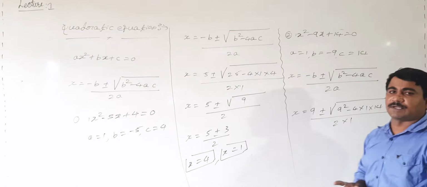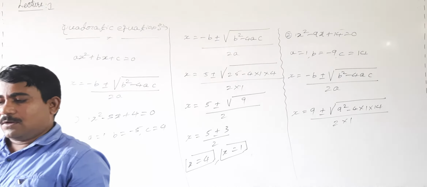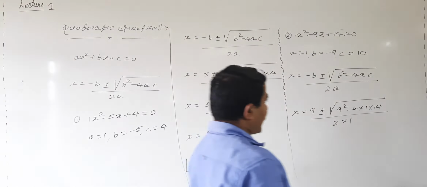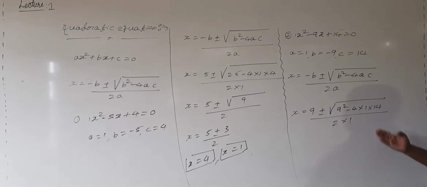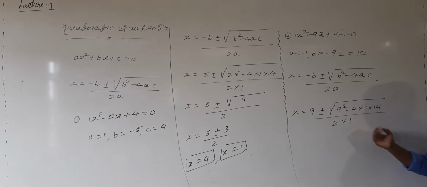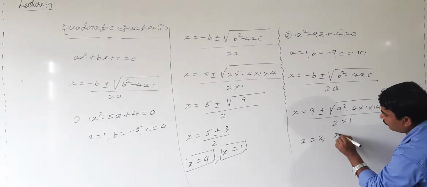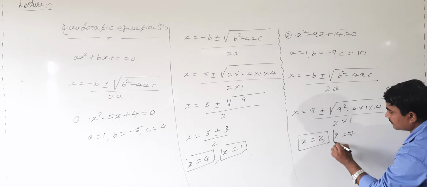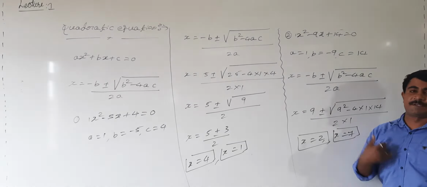Let us solve this here. Plus or minus values are there. Solve this. If you find this value, x equal to 9 plus or minus under root of 9 square minus 4 into 14, divided by 2a. See here. x equal to 2 and x is equal to 7. Two values come here. x is equal to 2 and x is equal to 7.